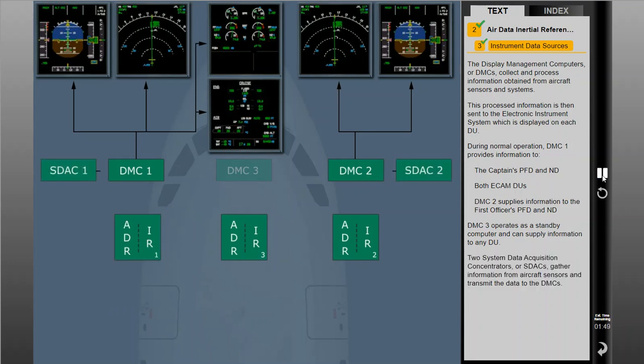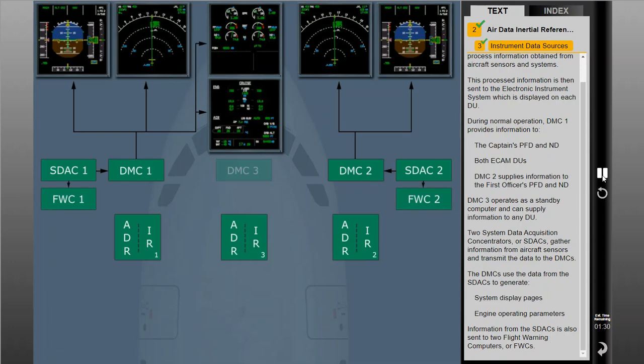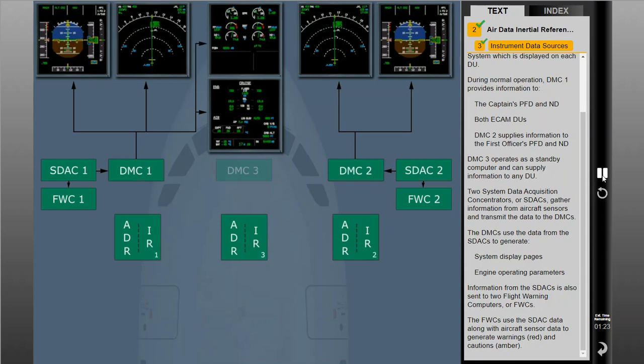Two System Data Acquisition Concentrators, or SDACs, gather information from aircraft sensors and transmit the data to the DMCs. The DMCs use the data from the SDACs to generate system display pages and engine operating parameters. Information from the SDACs is also sent to two Flight Warning Computers, or FWCs. The FWCs use the SDAC data along with aircraft sensor data to generate warnings and cautions.